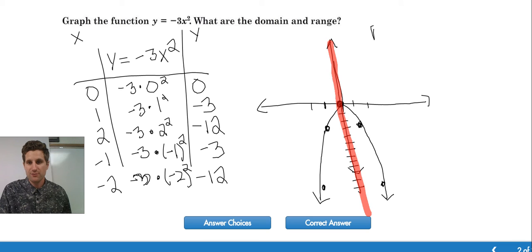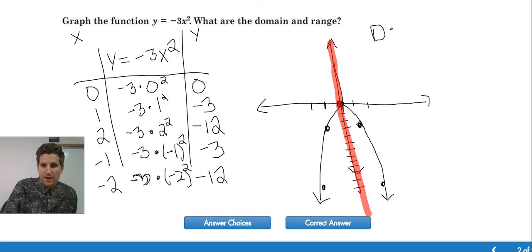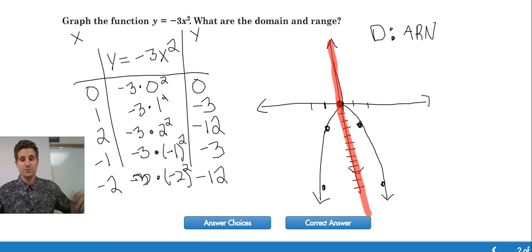And last but not least, we're going to find our domain. Our domain are our x values. Notice how the graph is going down, but it's going outward also at the same time. It's going to go down forever, but since it goes outward forever, our domain is going to be all real numbers. So the domain is every x value.